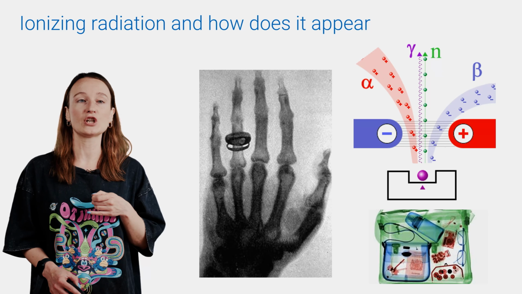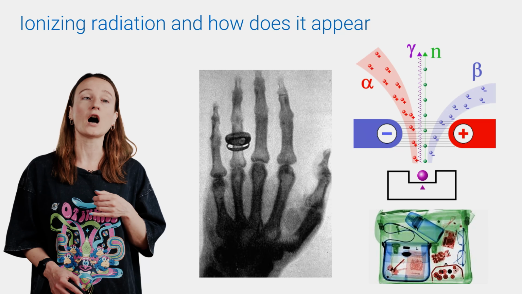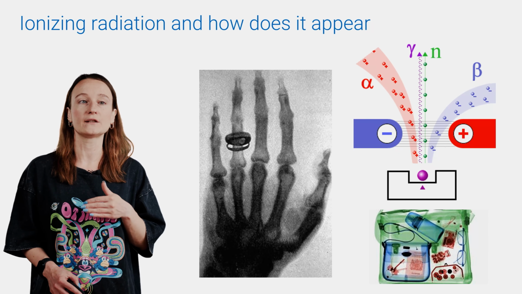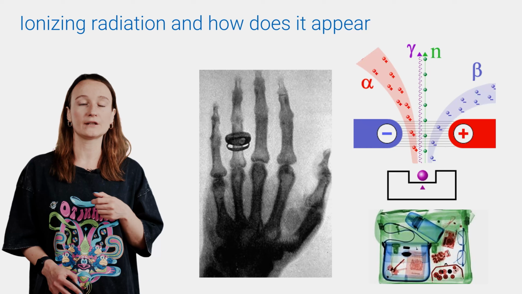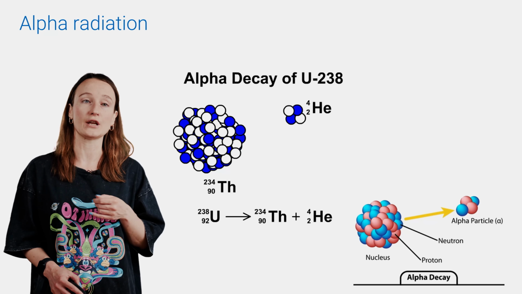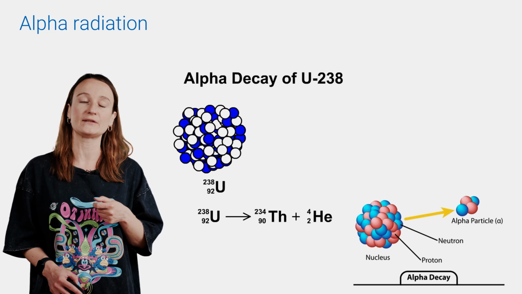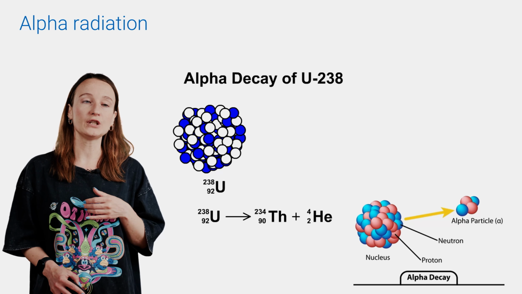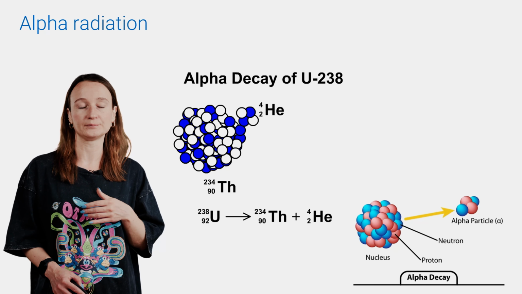The positively charged component is called alpha rays. The negatively charged one is called beta rays, and the neutral one is called gamma rays. Alpha radiation is a stream of positively charged particles, helium nuclei, which moves at a high speed.